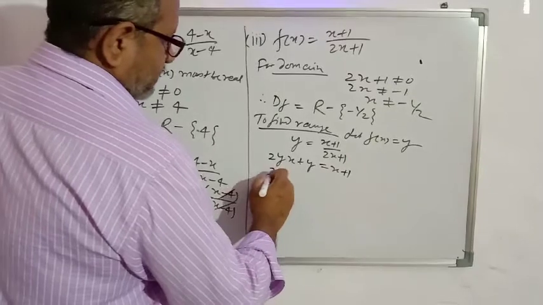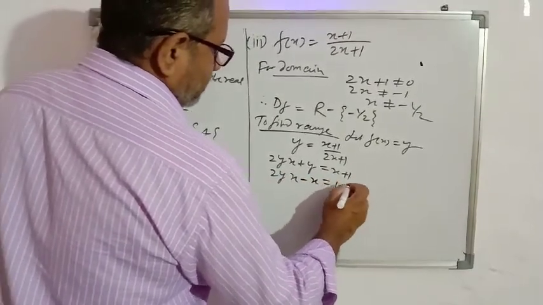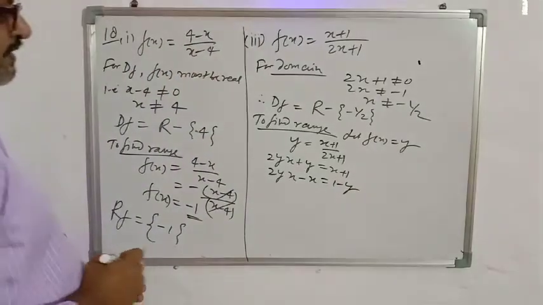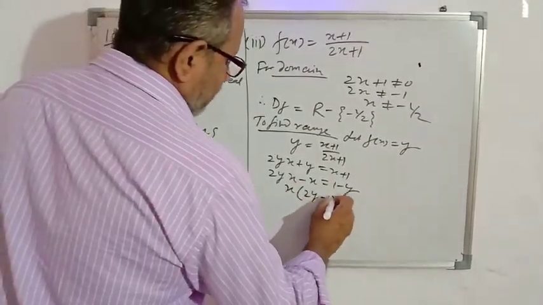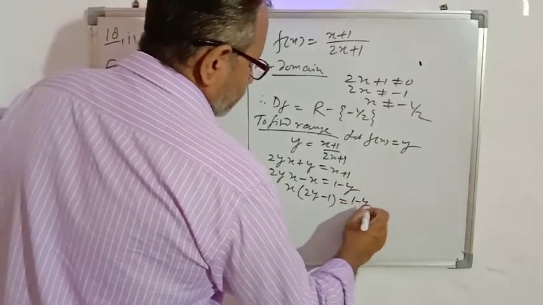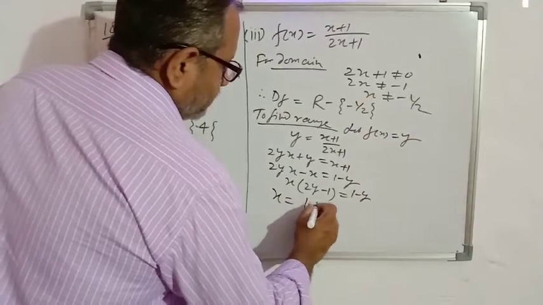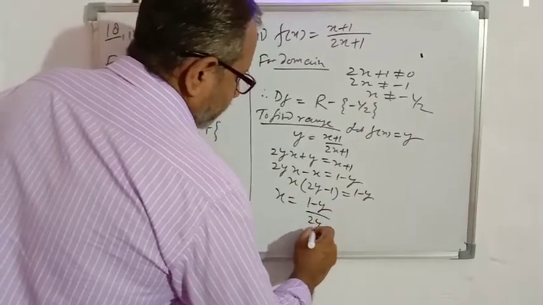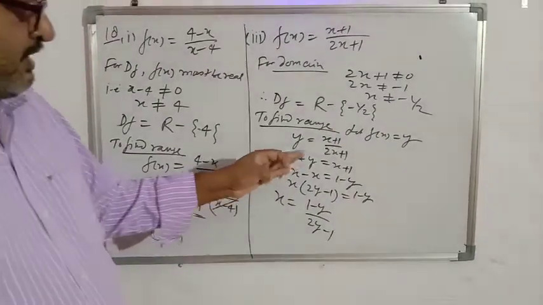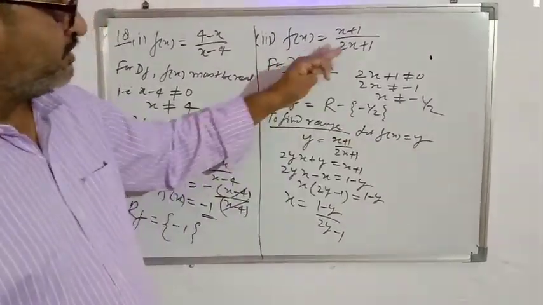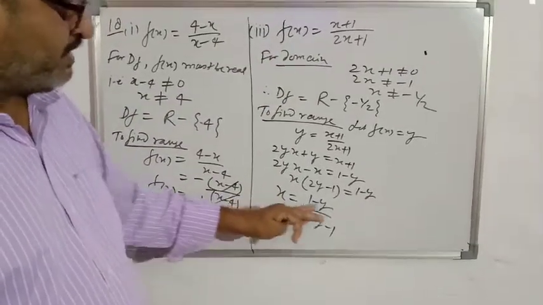Transpose x one side. 2yx minus x is equal to 1 minus y. So take x common. x(2y minus 1) is equal to 1 minus y. What will be x? (1 minus y) upon (2y minus 1). So let us suppose f(x) is equal to y. Make x as the subject, means find the value of x in terms of y.